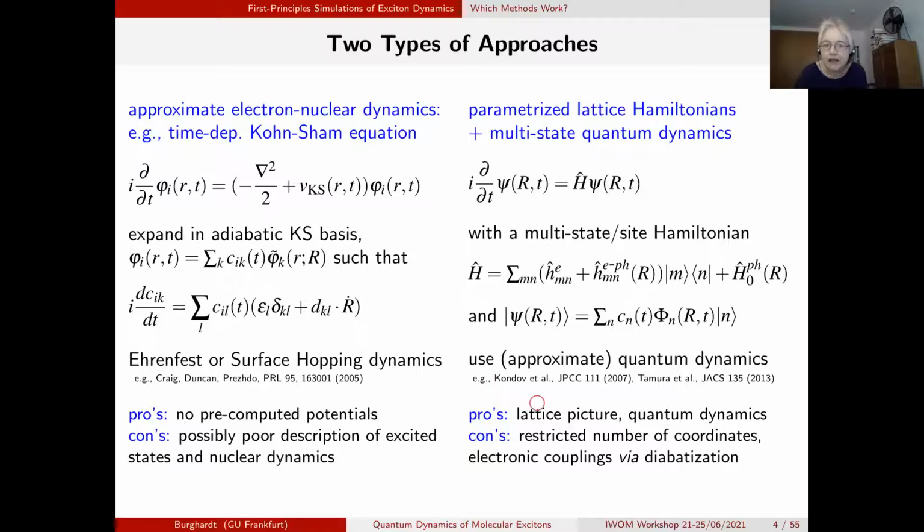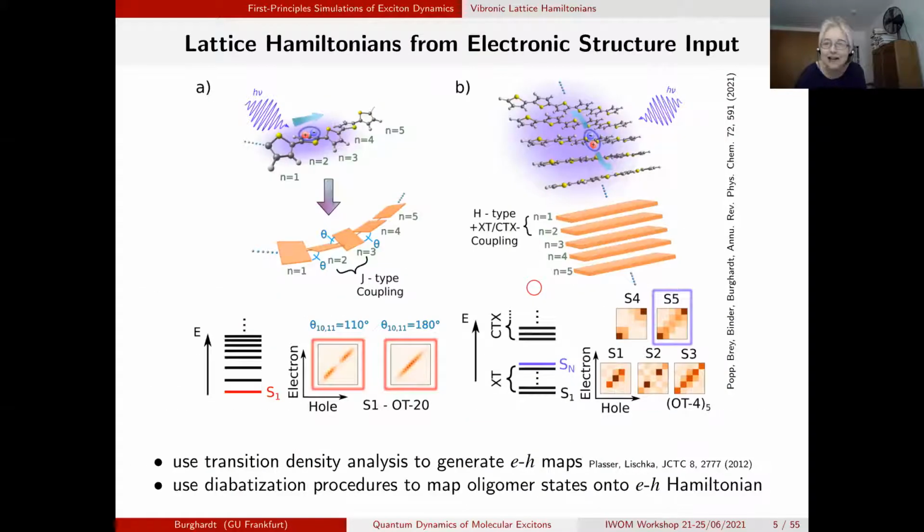So the advantage is clearly that we have this physically motivated lattice type picture, and we can use quantum dynamics. But the drawbacks are that we often have to live with a restricted number of coordinates, and we have to produce this Hamiltonian, typically from the adiabatic perspective, using so-called diabatization procedures. Still, this is the direction that I'm going to essentially comment on in the following.